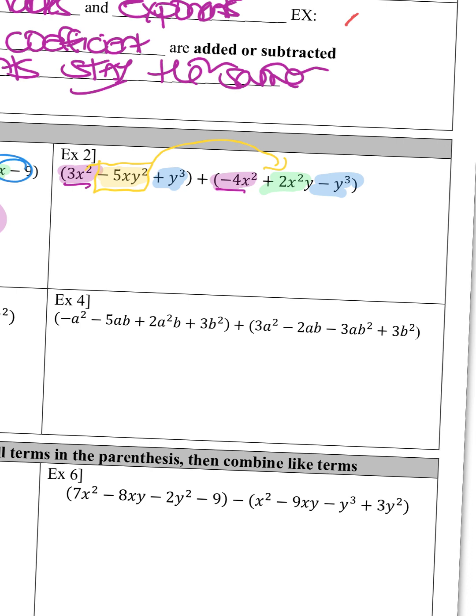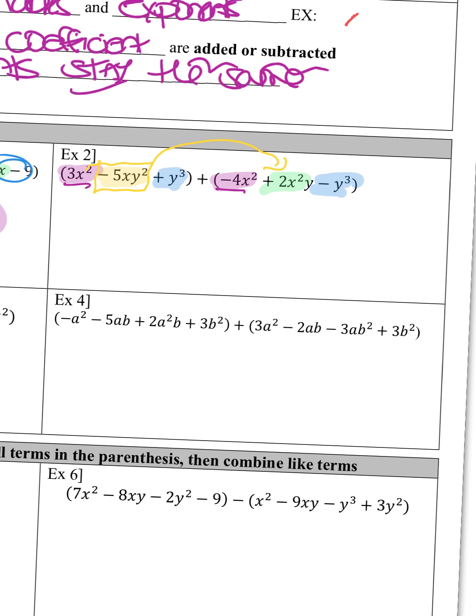I know they both have an x and a y variable, but looking at my yellow, this is simply an x to the first power, a y to the second power. They are not like terms, so I'm bringing this down. Okay, this is why that negative 5xy to the second is staying the same.